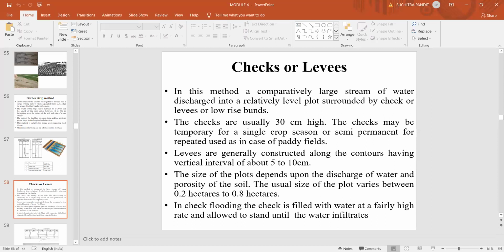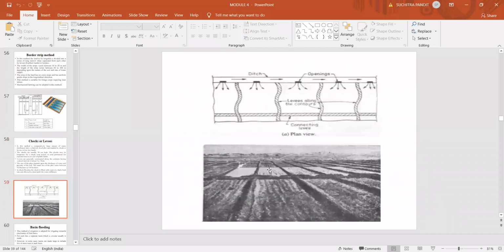So in any case of irrigation engineering, for any irrigation method, the type of soil plays a very important role. So wherever you have a sandy soil, then it is highly permeable. So then you have to supply sufficient depth of water such that the percolation losses are less. So in check flooding, the check is filled with water at a fairly high rate and allowed to stand until the water infiltrates.